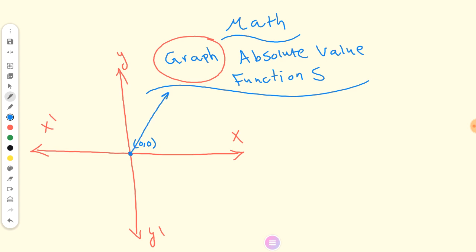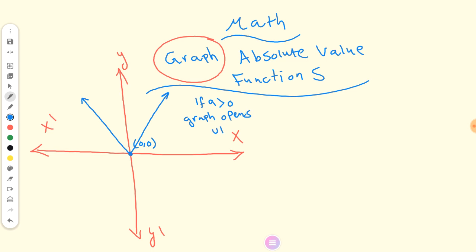This is V. And if A is more than 0, all of you pay attention to this part, if A is more than 0, then the V, the graph, opens up.